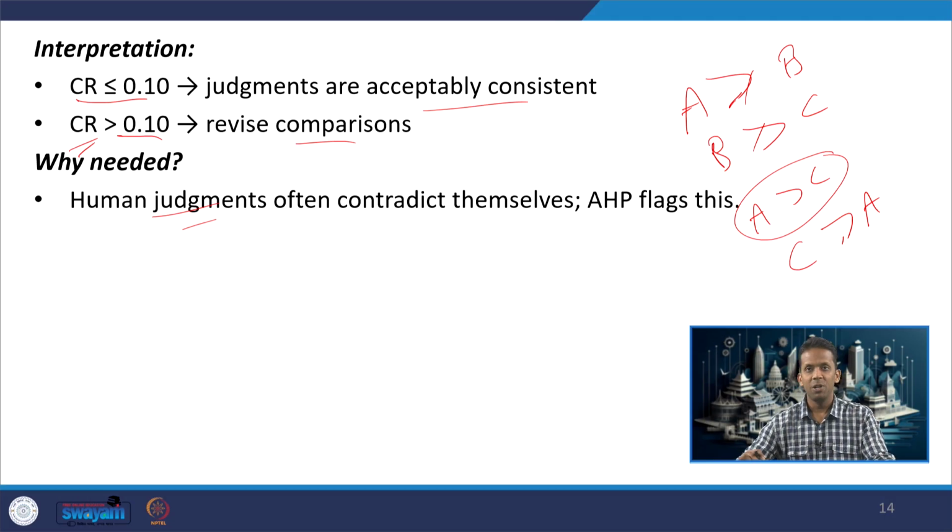This is for explanation, but some sort of inconsistency is allowed. That is why we have some range, some room for error in the judgment or the data collected, but they can't be highly inconsistent and we cannot proceed with those inconsistent matrices. So, AHP will flag this.